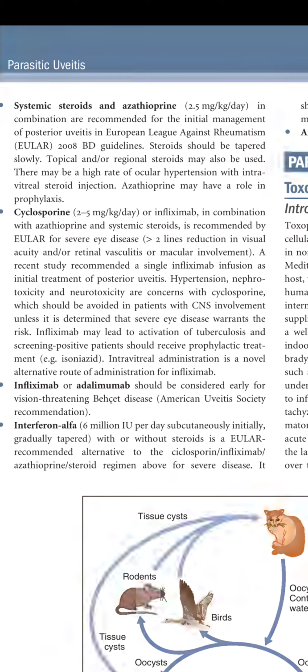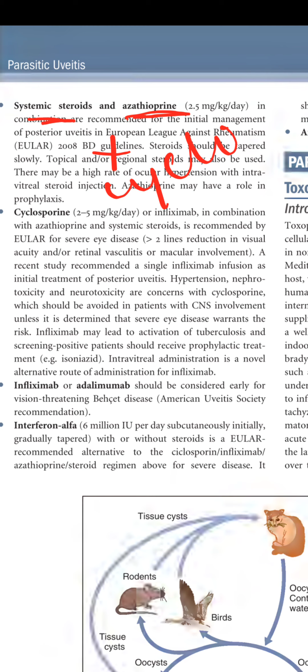Then you can also give cyclosporin 2 to 5 mg per kg per day, or infliximab in combination with azathioprine and systemic steroid, which is recommended by EULAR for severe eye disease. So if there is severe eye disease, you can give systemic steroid and azathioprine with cyclosporin.